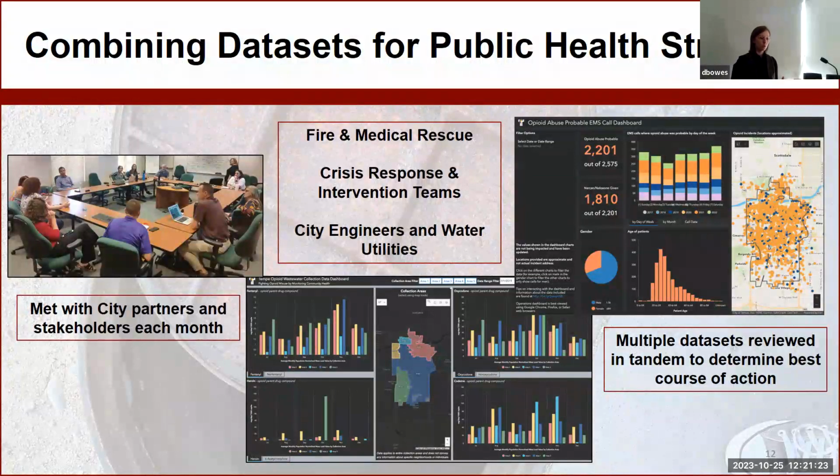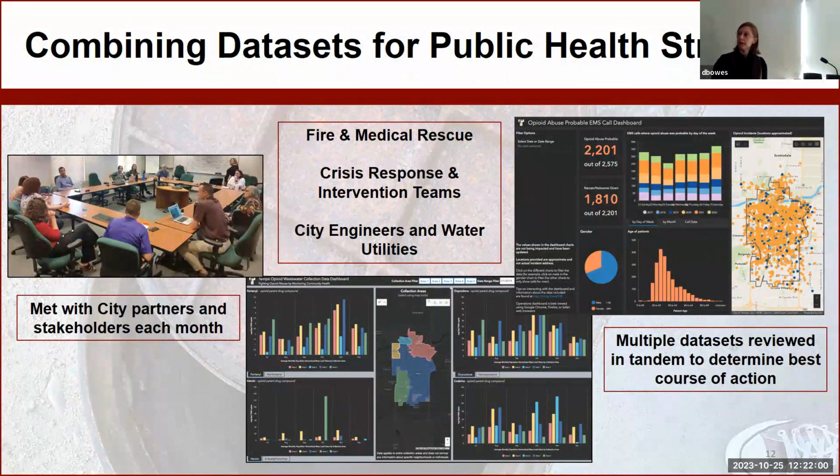So mostly what we looked at in tandem here were the wastewater data as well as what's called the opioid abuse probable EMS call dashboard. These were the calls in the event of a potential overdose throughout the city. And what fire and medical rescue would do is utilize this information and say we had an uptick in that large blue area there, area 1. They would say, okay, maybe we need to be better equipped with naloxone or Narcan, which is the antidote for an opioid overdose, in those areas so that we can better respond and reduce that death to overdose event.